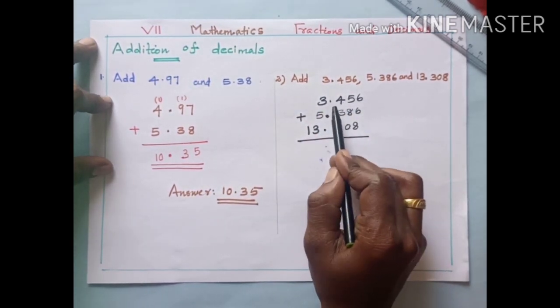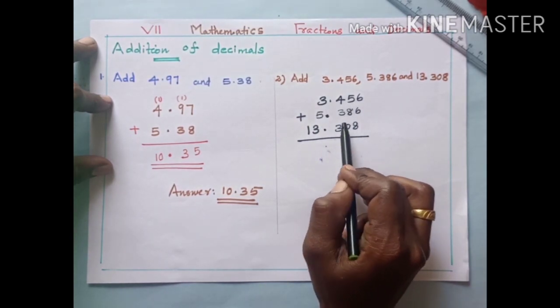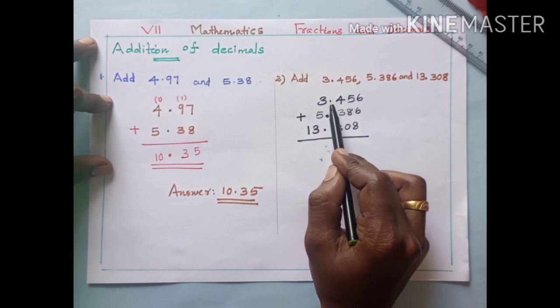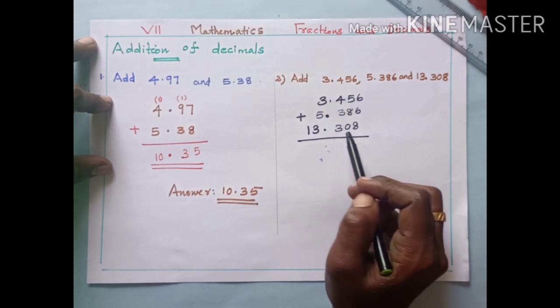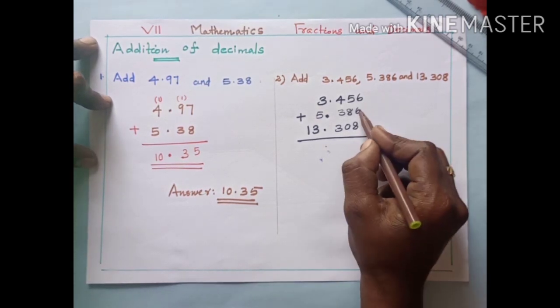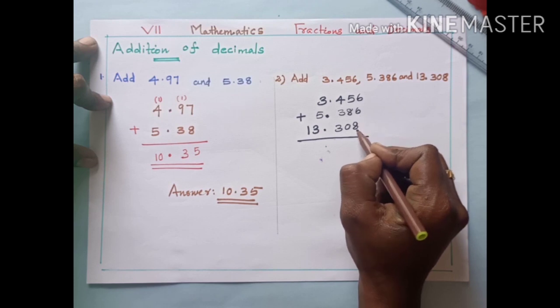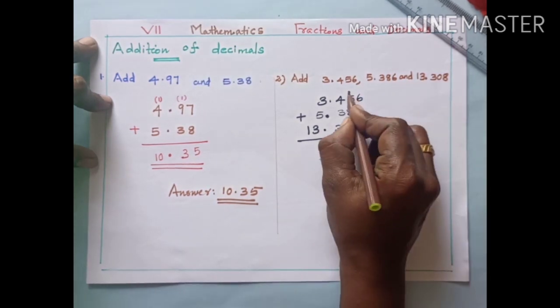Why are we writing this method? Because we write the addends one below the other, the decimal points of all the addends are in the same column. Then adding, we get 6 plus 6, 12, plus 8, 20. Put 0 here and carry.